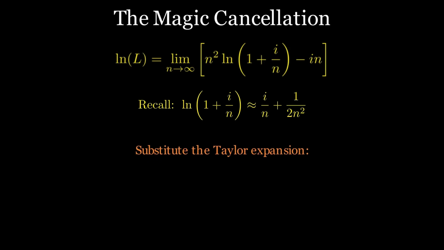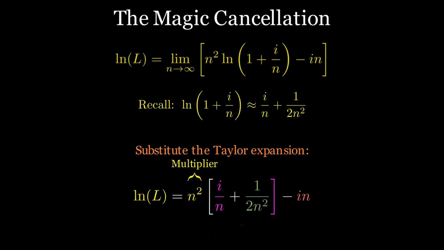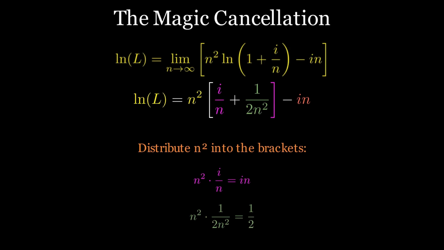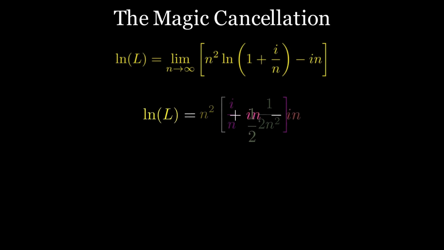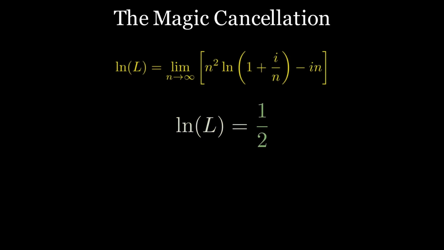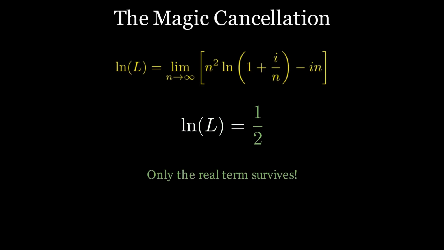Now plug it in. ln L equals n² times (i/n + 1/(2n²)) - in. Distribute n squared carefully. n² times i/n becomes in, and n² times 1/(2n²) becomes 1/2. So now we have ln L equals in + 1/2 - in, and that's the cancellation we designed from the start. The huge spinning term in is wiped out by the counter-rotation -in, so the only survivor is 1/2. Therefore, ln L approaches 1/2, and the limit itself is e^(1/2).